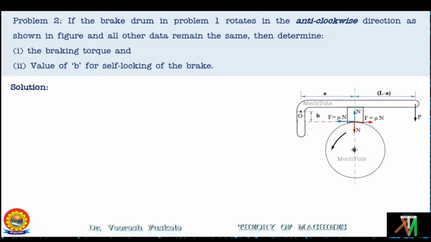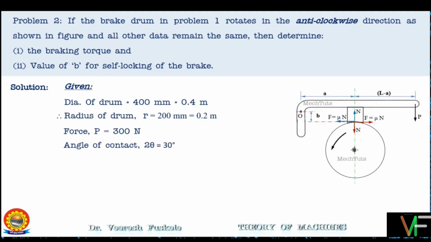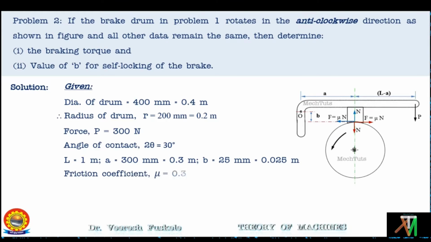The given parameters are same. The diameter of the drum is 0.4 meter. The radius of the drum will be 0.2 meter. Force applied is same, 300 Newton. Angle of contact is 30 degree, which is less than 60 degree. Length is 1 meter. A is 0.3 meter. B is 0.025 meter. And the coefficient of friction is 0.3. And we have to find out the braking torque and the value of B.